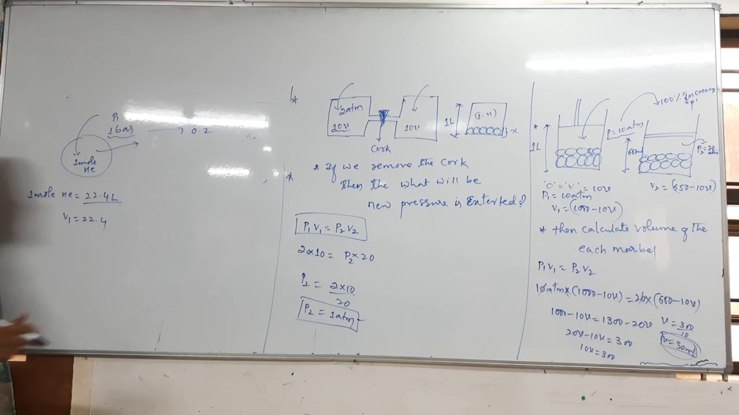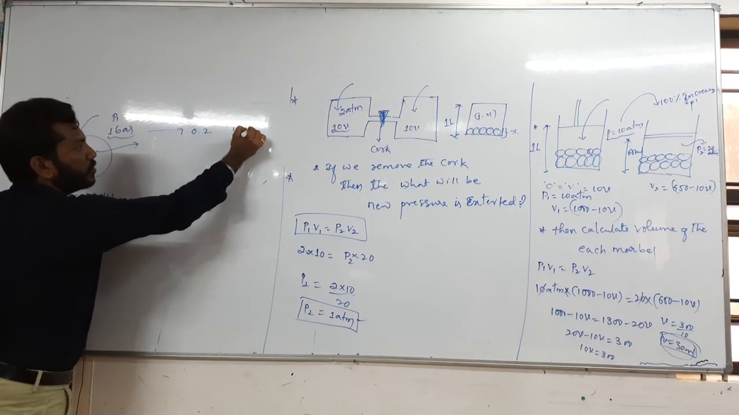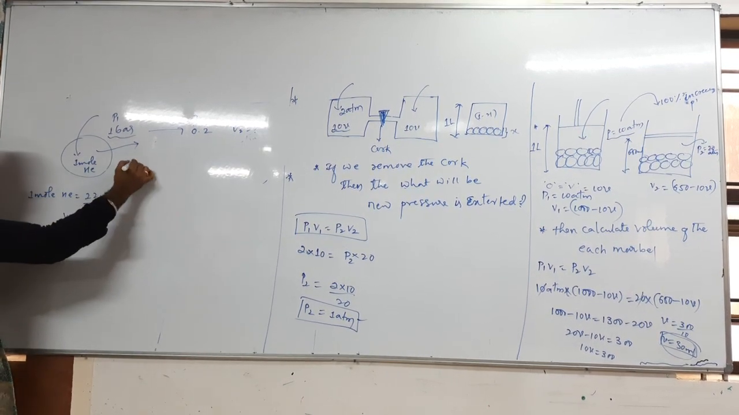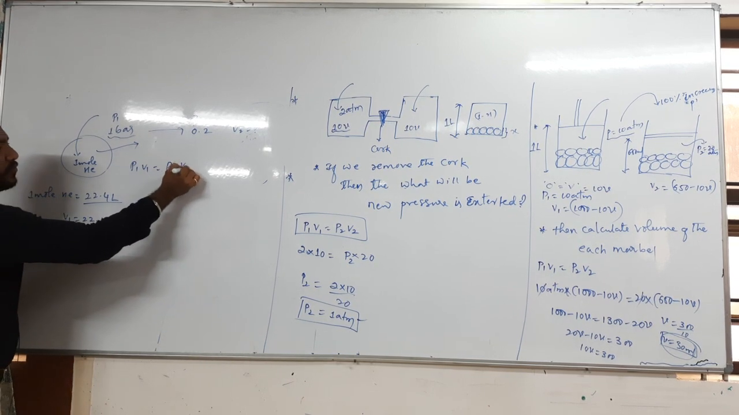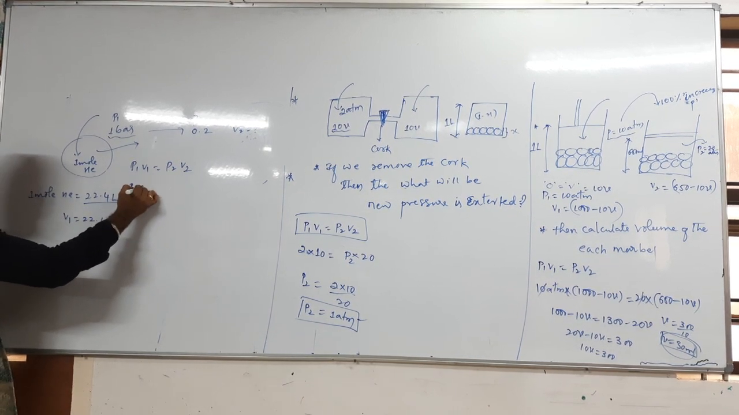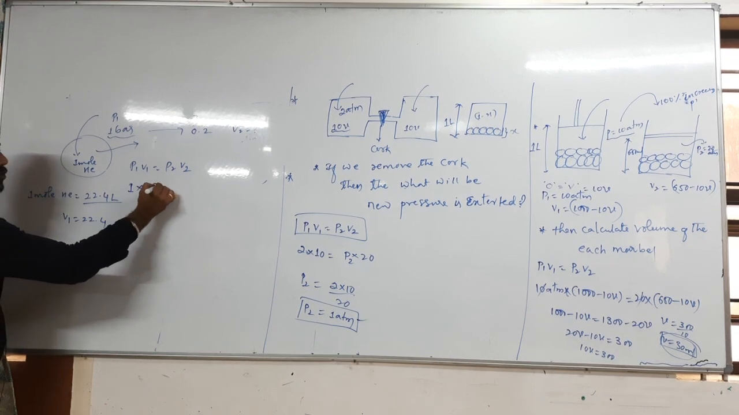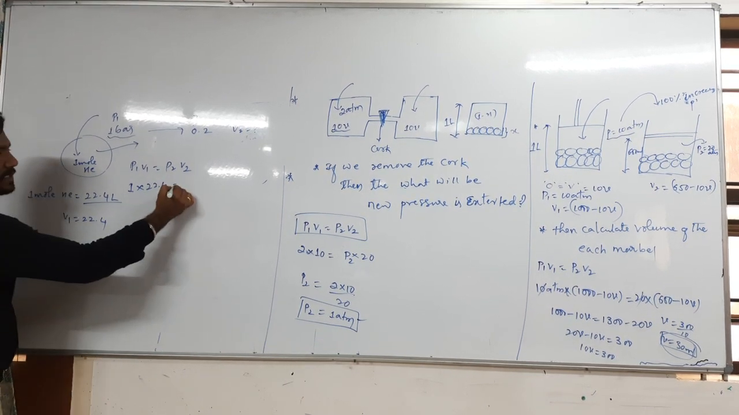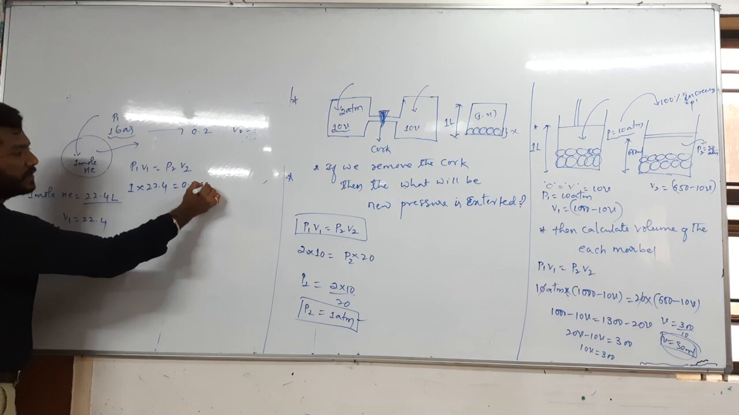Okay, so that V2 we must calculate. V2 we don't know here. P1 has been given as 1 bar, whereas V1 is 22.4 liters. Whereas P2 is 0.2 bar, and V2 we don't know.